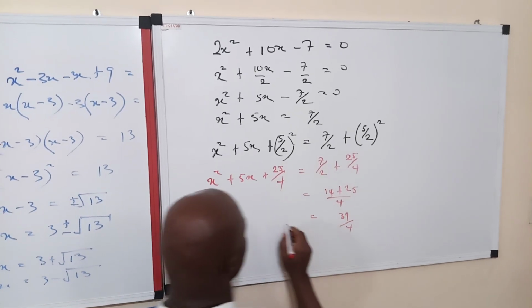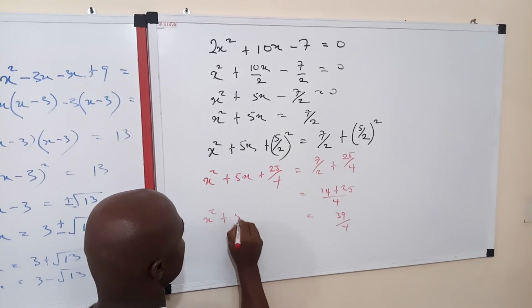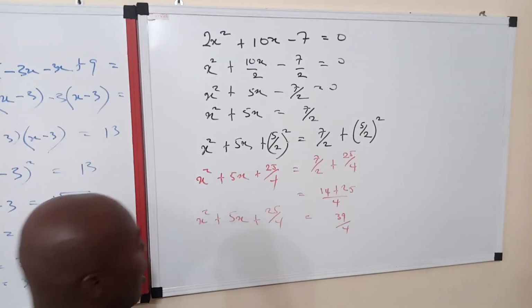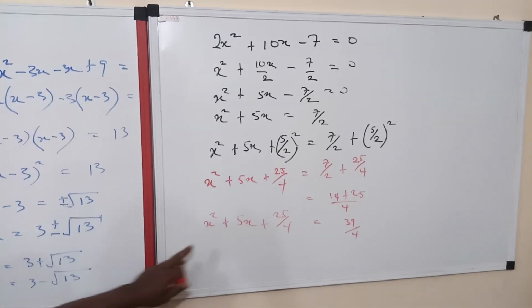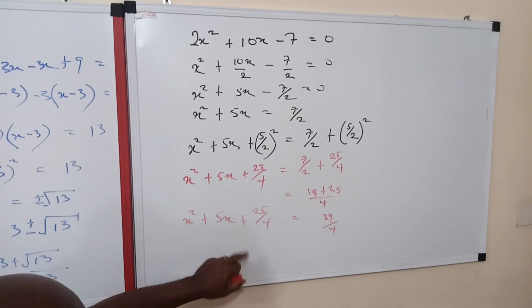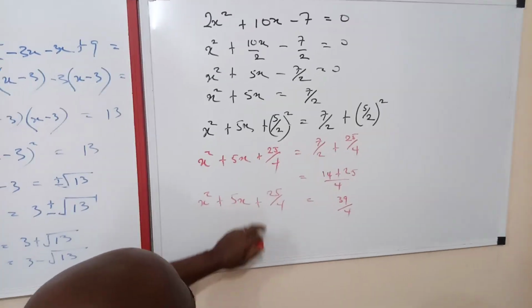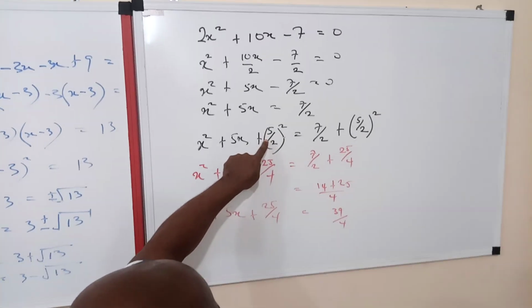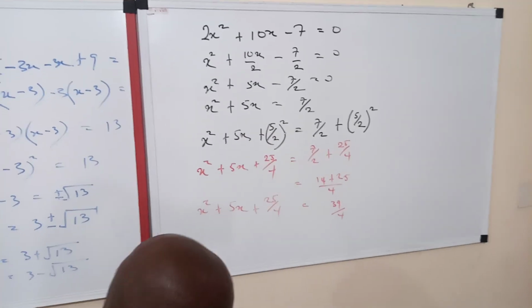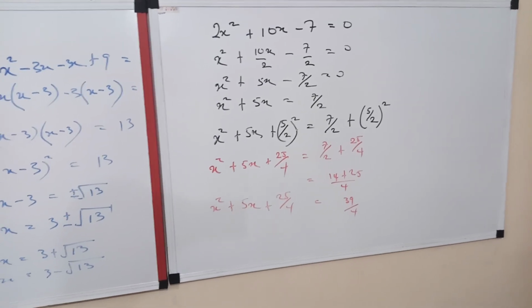39 all over 4. Now in this place, we still have x squared plus 5x plus 25 all over 4. Now we have gotten to the other case where we try to look for 2 terms that we will factorize. I said don't bother looking for those terms. All that you need to do is just take the term that you added to both sides, which is this thing that we have, so that you won't waste your time.